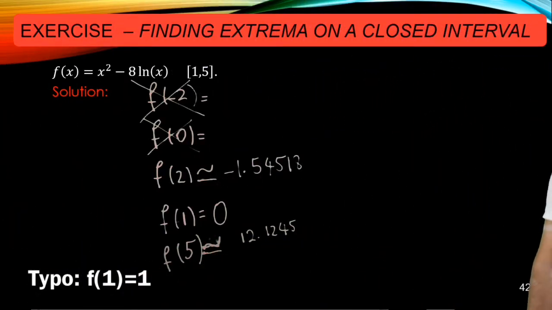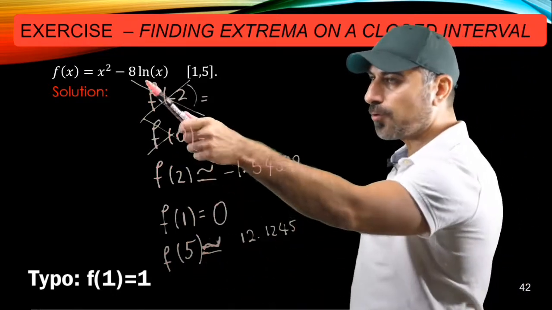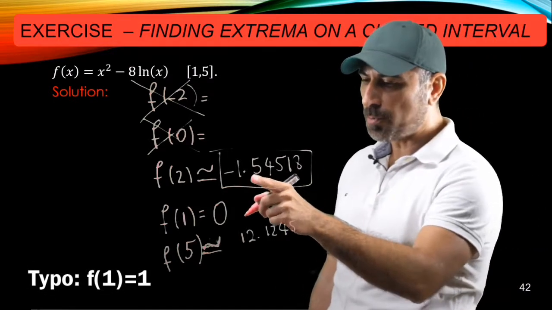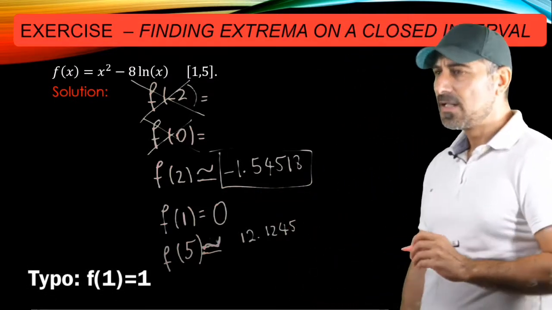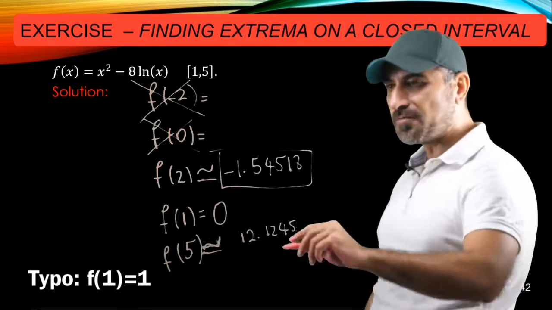And if you use your calculator for x equals 2, x equals 1, and x equals 5 for the function evaluation of f, the least of those is negative 1.54518. And the greatest of those would be the maximum, so that's 12.1245.